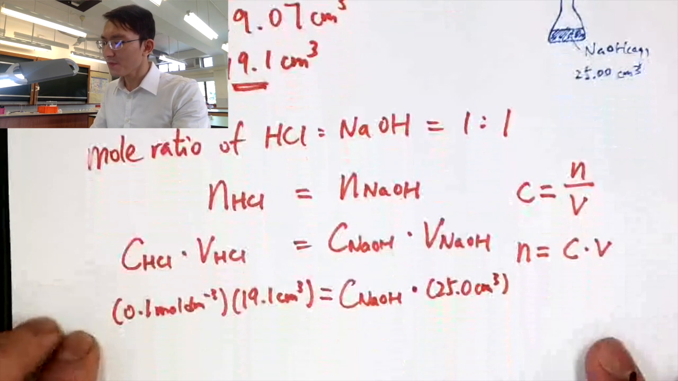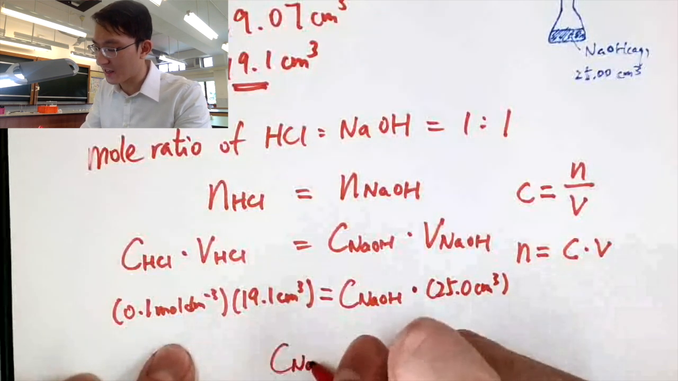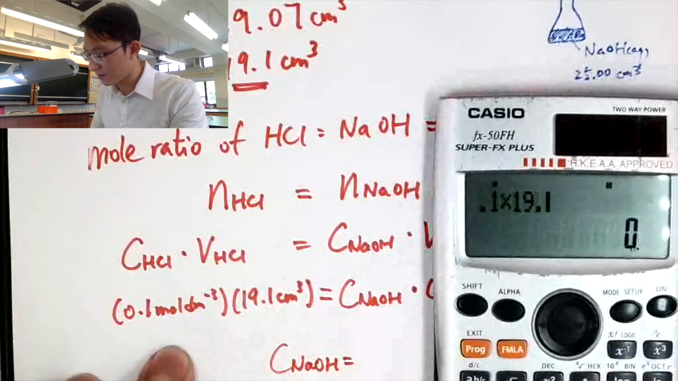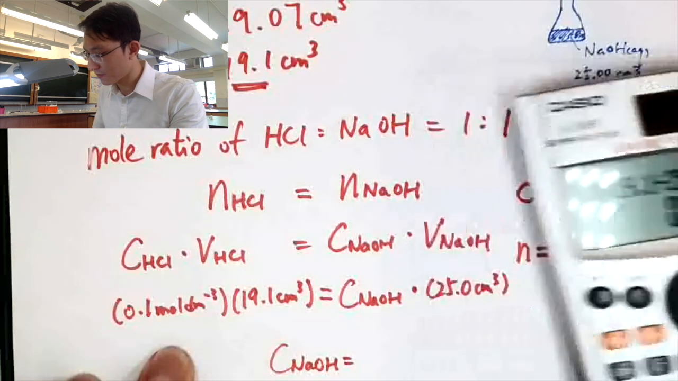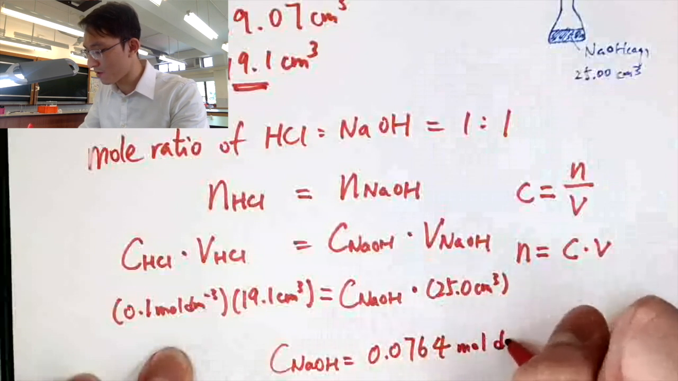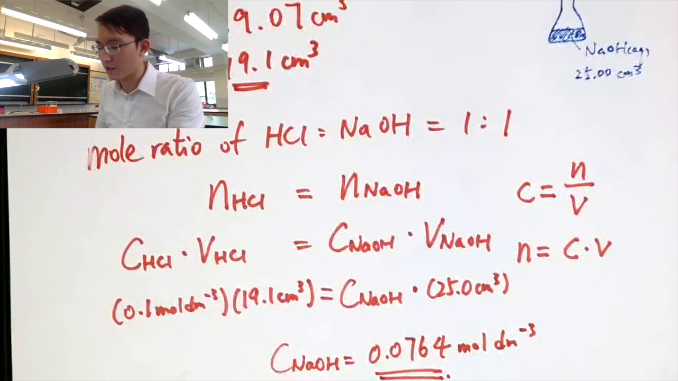So you can see all we have to do is divide both sides by 25 cm cubed, and then we can easily get the concentration of sodium hydroxide, which is 0.0764 mole per dm cubed. So this is how you calculate the concentration of the unknown sodium hydroxide solution, our analyte. So this is how we process the data and calculate the concentration of our analyte. So this is the end of the video. Thank you.